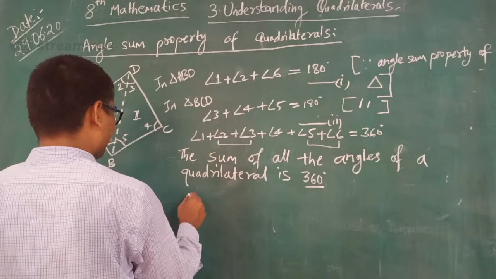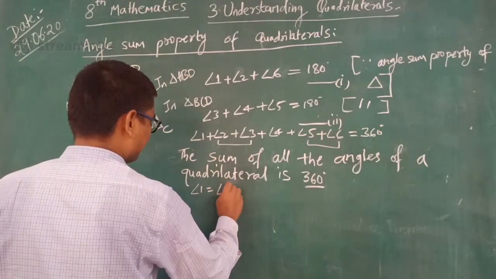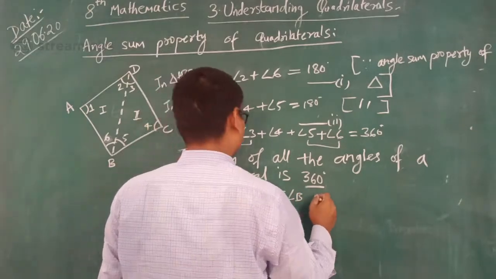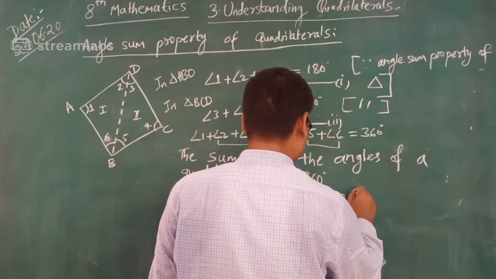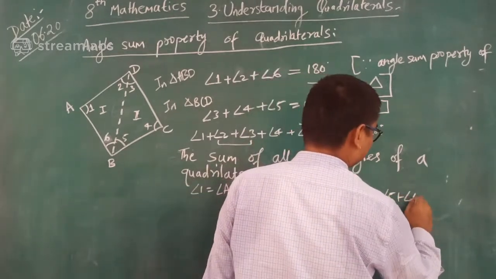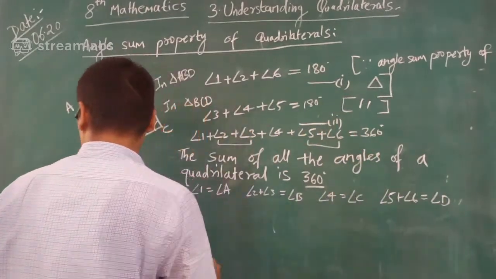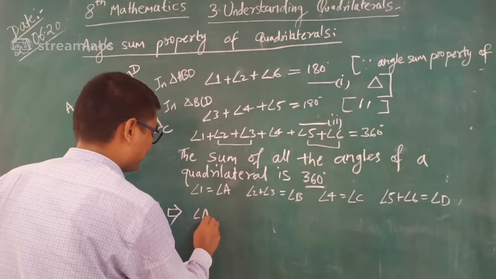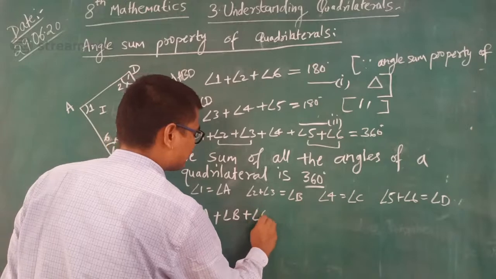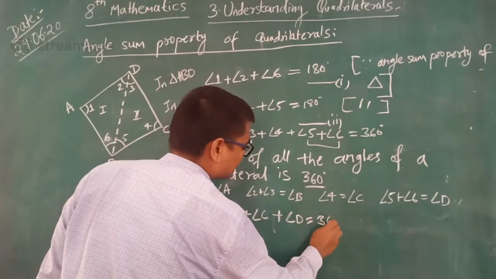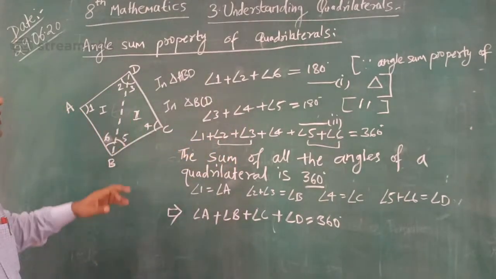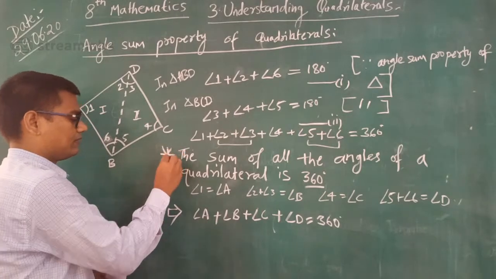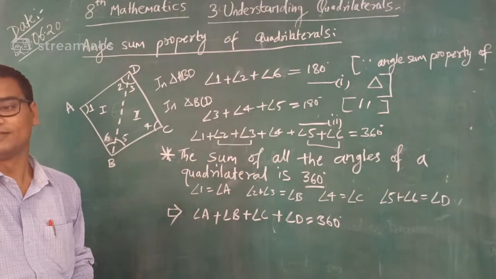Let us write angle 1 as angle A, angle 2 plus angle 3 as angle B, angle 4 as angle C, and angle 5 plus angle 6 as angle D. So angle A plus angle B plus angle C plus angle D is equal to 360 degrees. So what is the angle sum property of quadrilaterals? The sum of all the angles of a quadrilateral is 360 degrees.